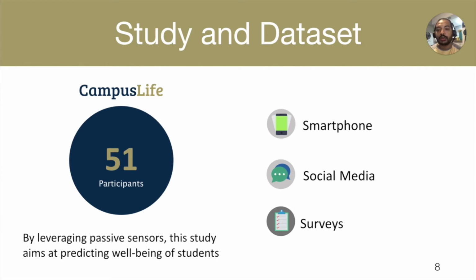Two modalities of passive sensing were used in this project. These include smartphone sensors and social media. Passive sensing data from smartphones contain various information such as individuals' inferred physical activity, inferred conversation, and communication frequency of text messages and phone calls, among other things. Validated surveys serve as ground truth in the study.